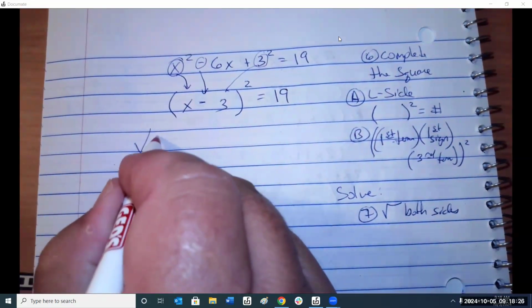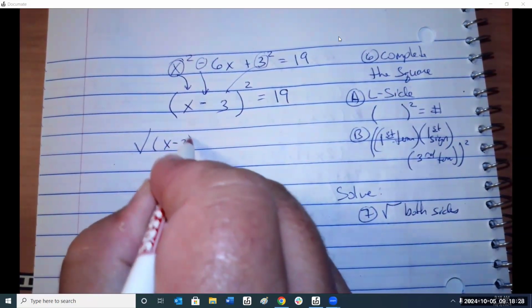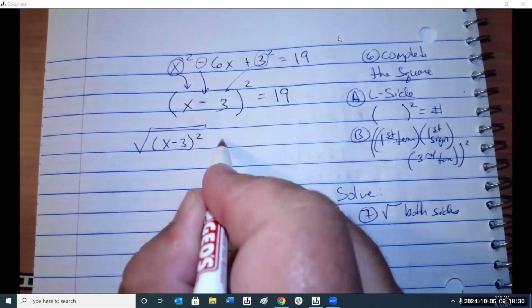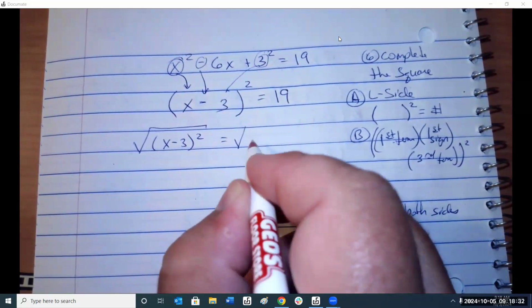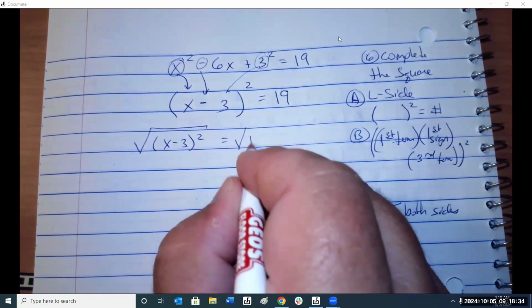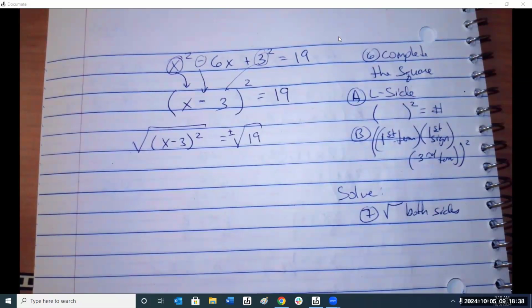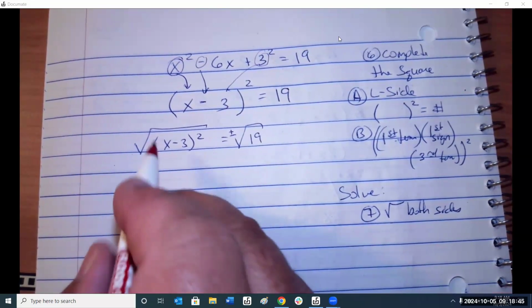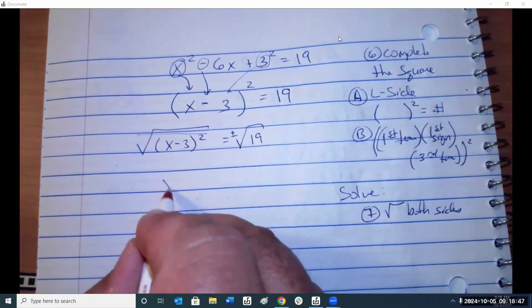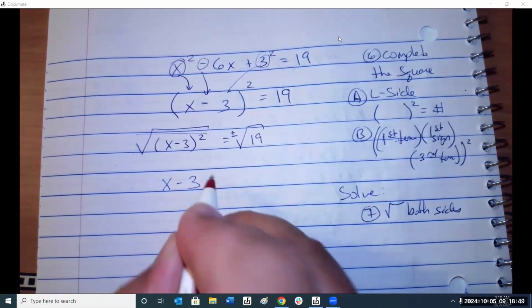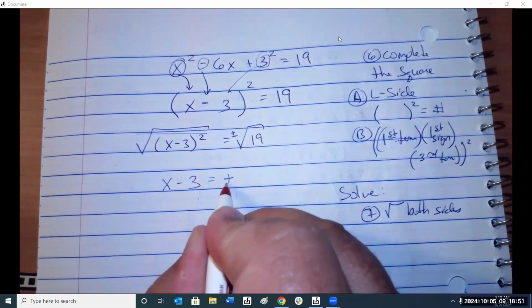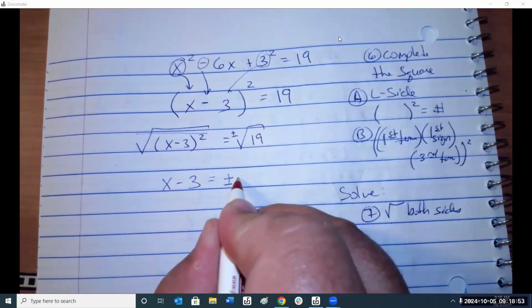This is step 7. Square root both sides. So we have the square root of (x minus 3) squared equals the square root of 19, plus or minus. We cannot forget the plus or minus part. So the square root and the square cancel, and we have x minus 3 equals plus or minus the square root of 19.